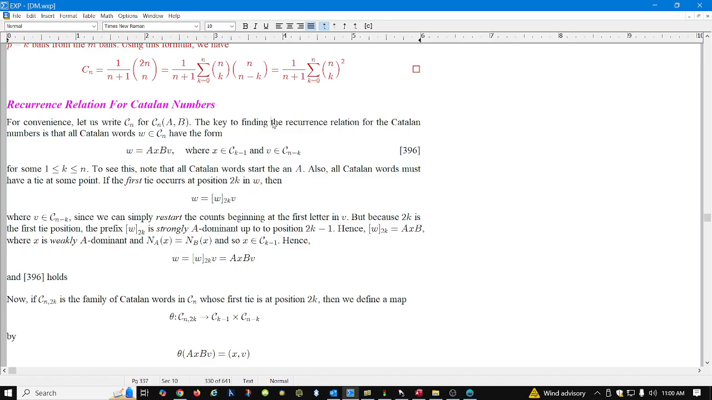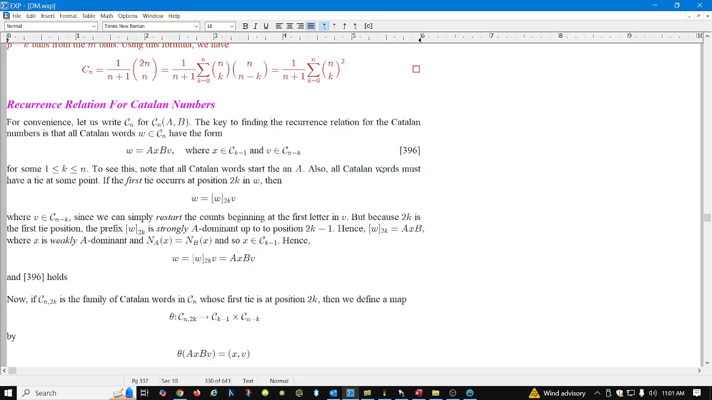is that all Catalan words W in Cn can be written in this form, AXBV, where X is a Catalan word in Ck-1, and V is a Catalan word in Cn-k. So this is a decomposition, which is often the route to finding a recurrence relation. And to see that this is the case, first, we know that Catalan words have to start with an A because they're weakly A dominant, so they can't start with a B.